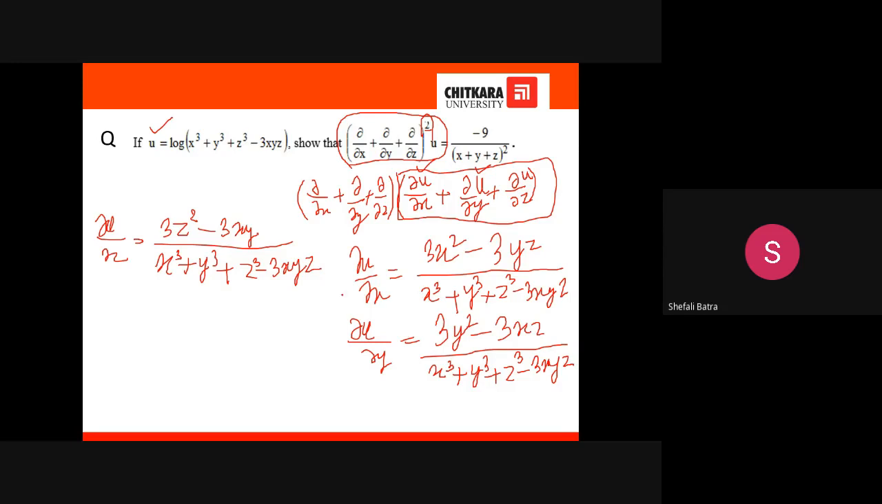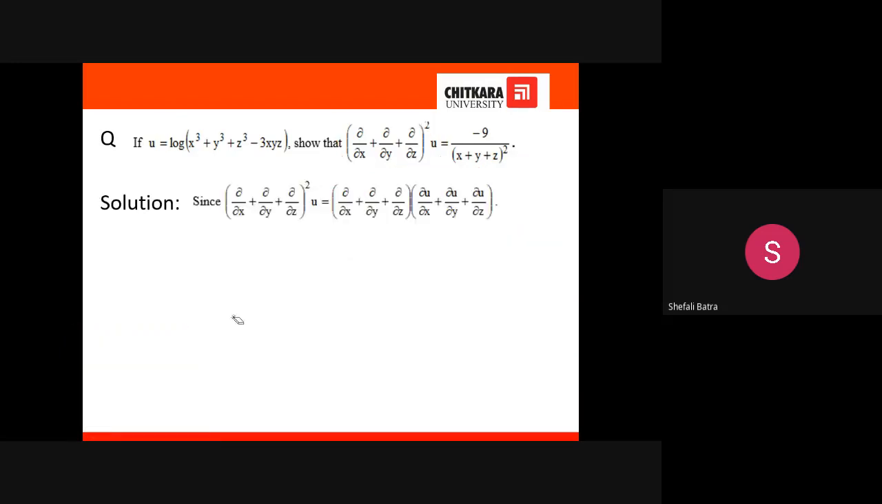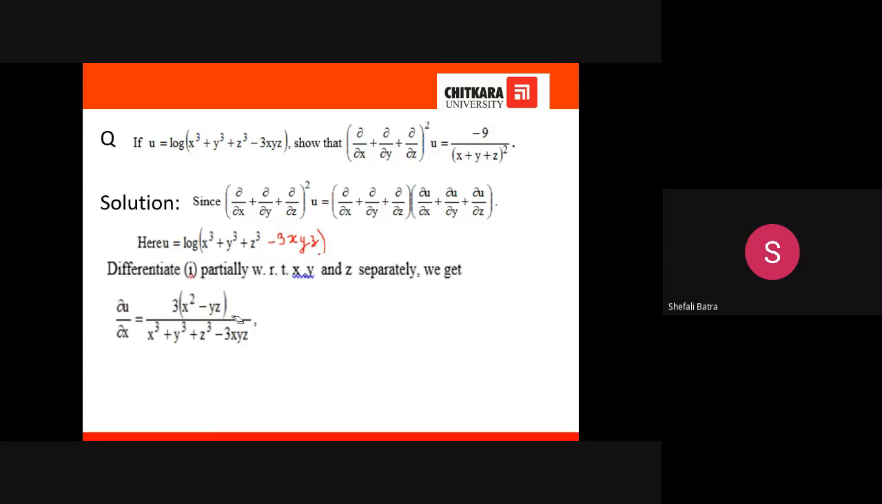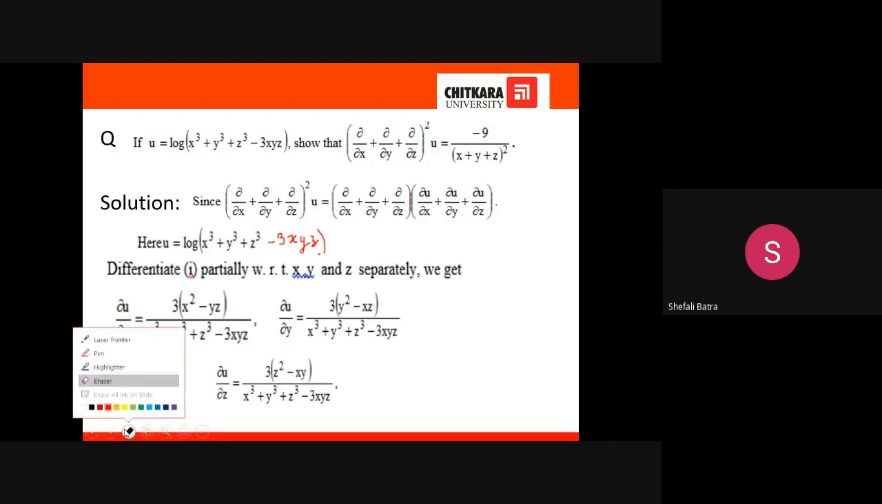Right? Now, in your notebooks, add up all three terms. This plus this plus this. Write it in your notebooks: ∂u/∂x plus ∂u/∂y plus ∂u/∂z. Then I'll show you in slides, right? This was your function, we have evaluated ux, uy and uz. Now you need to add up all these three.